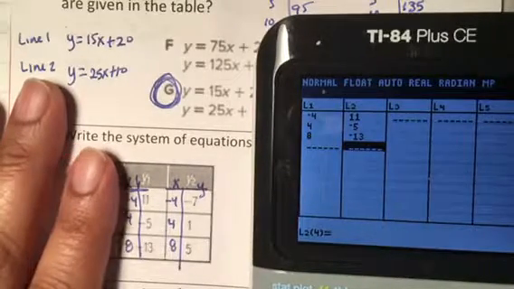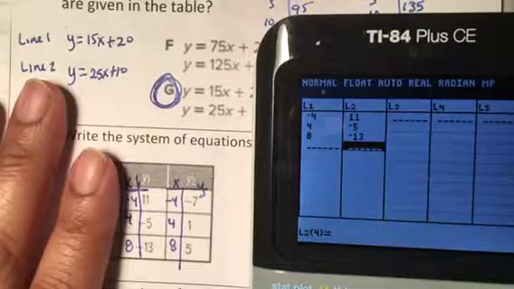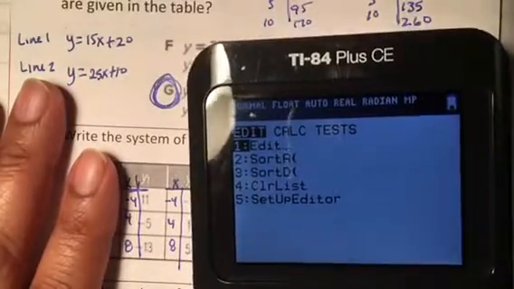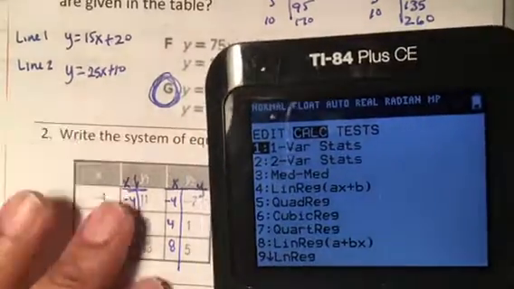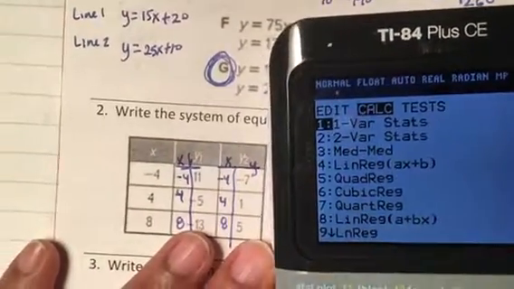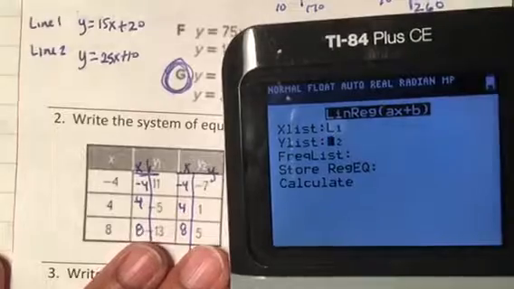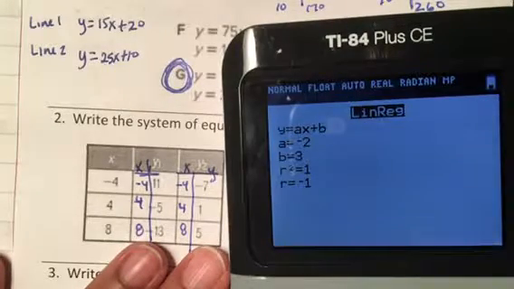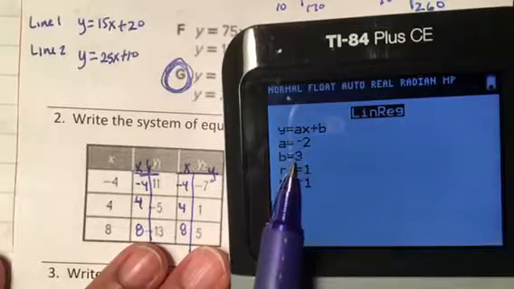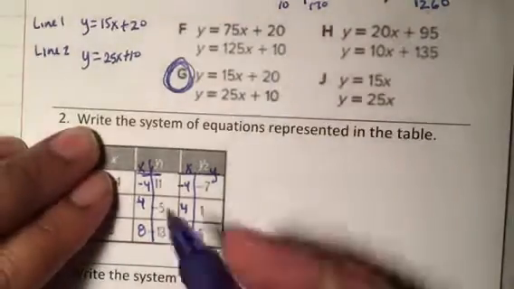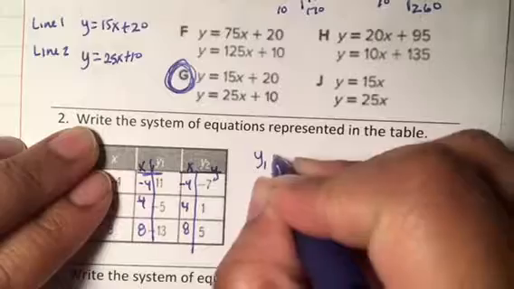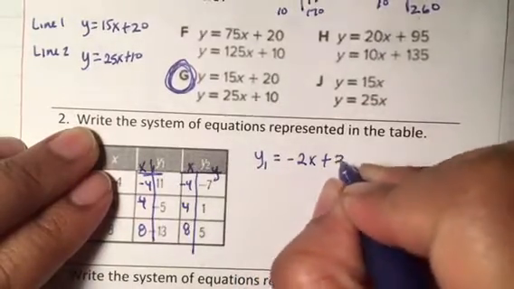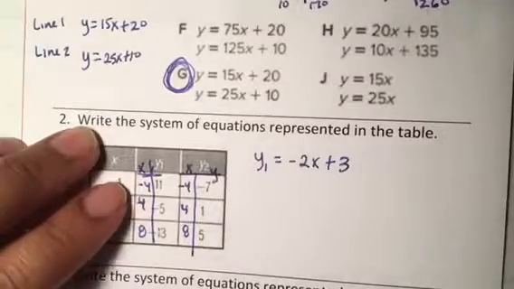Okay, so there's that problem. I'm going to go press stat. Remember here, stat. I'm going to go to the right. I'm going to press 4. And I'm going to enter 5 times. So A is -2 and B is 3. So I'm going to write it. So I'm going to say y1 is equal to -2x plus 3. So now I've done 1.